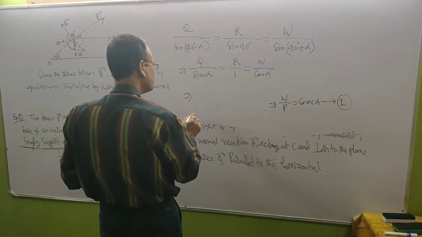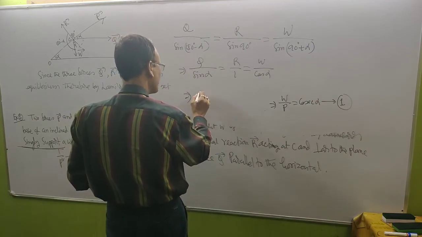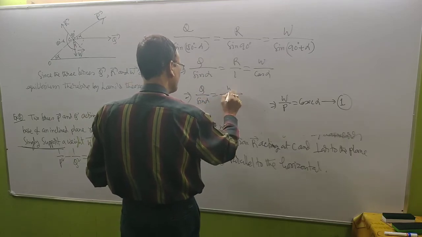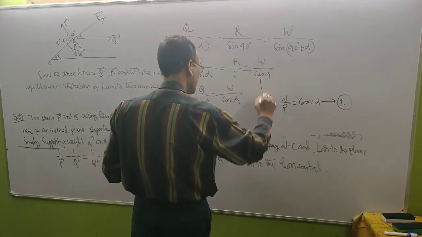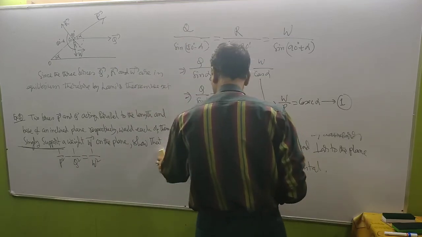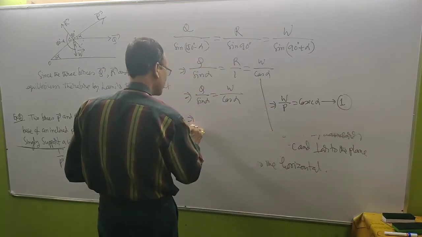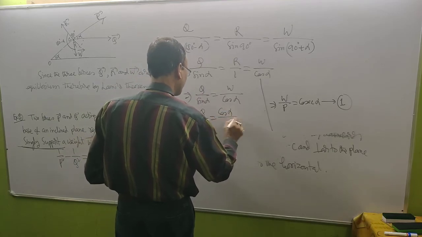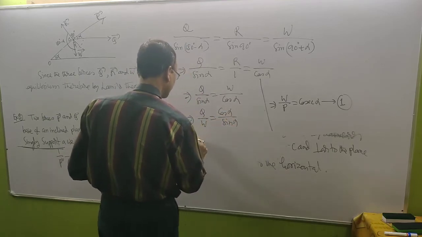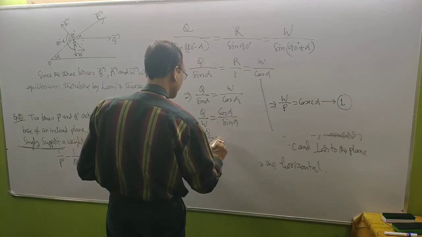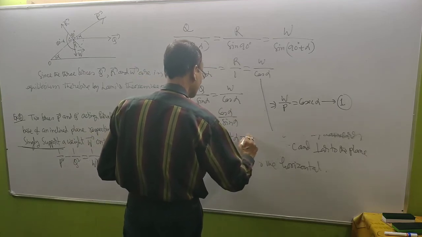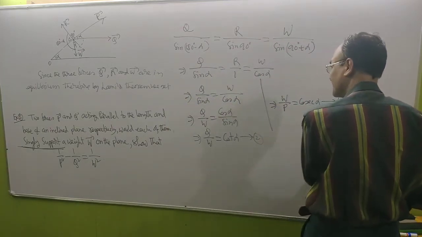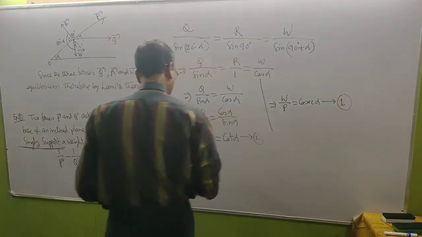This means Q by sin alpha equals W by cos alpha. This means W by Q equals cos alpha by sin alpha, so W by Q equals cot alpha. Suppose this is number 2.